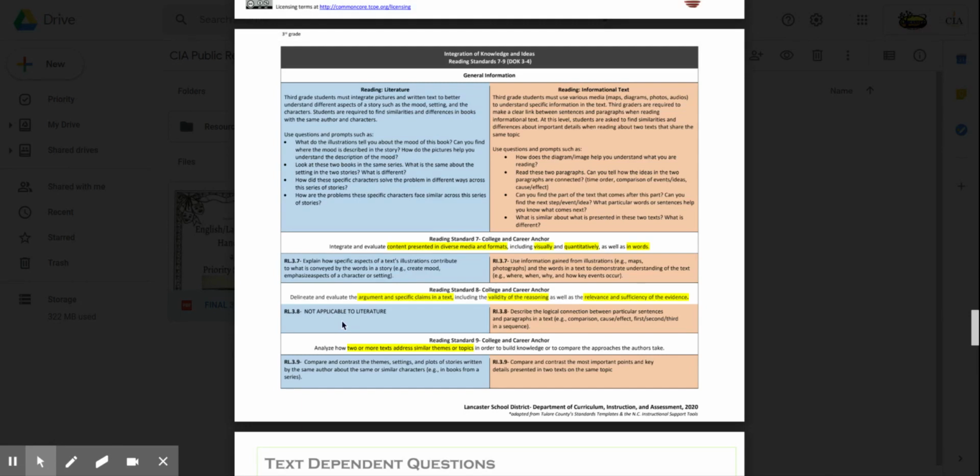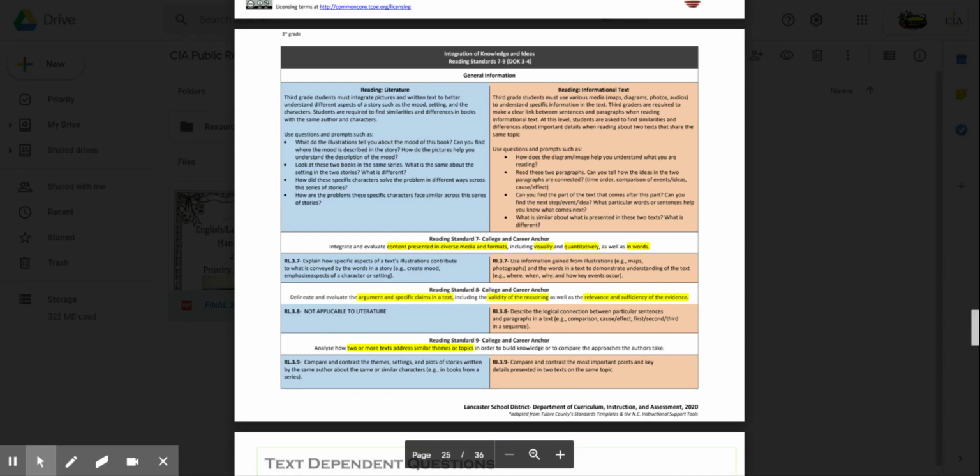Let's take a look at that anchor standard so that we can understand why. The anchor standard says delineate and evaluate the argument and specific claims in a text, including the validity of the reasoning as well as the relevance and sufficiency of the evidence. In other words, does the author do a good job at making a claim or an argument and backing it up with valid reasoning? And in that case, you're not going to see that in literature. You're only going to see that in your informational nonfiction text. So that's why that standard is not applicable to literature, if you're wondering.